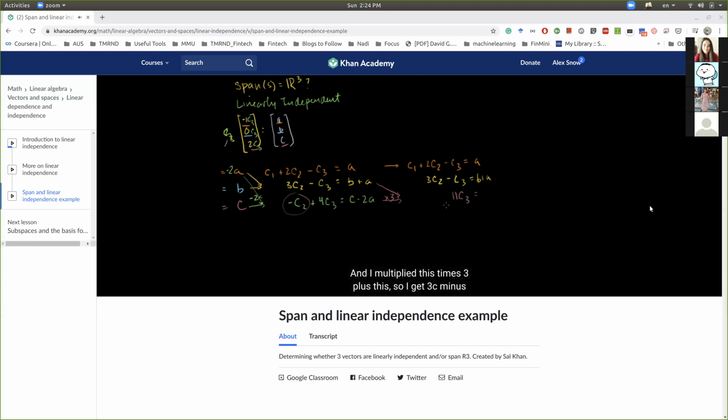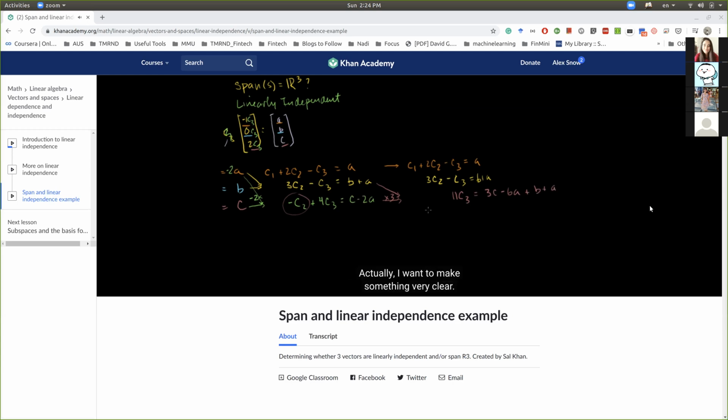And I multiplied this times 3 plus this. So I get 3C minus 6A, right? I'm just multiplying this times 3 plus this, plus B plus A. And so what can I rewrite this by?